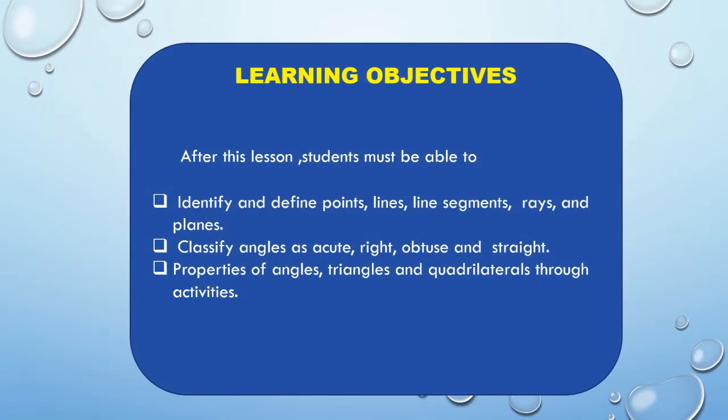Before going to the chapter, let's discuss the learning objectives. After this lesson, students must be able to identify and define points, lines, line segments, rays and planes, and classify the angles as acute, right angle, obtuse angle and straight angle, and properties of angles, triangles and quadrilaterals through activities.